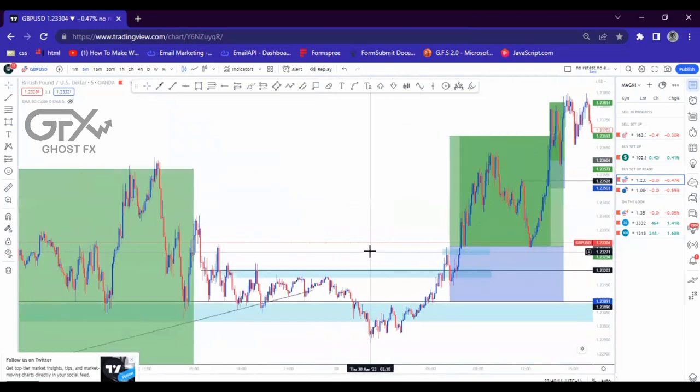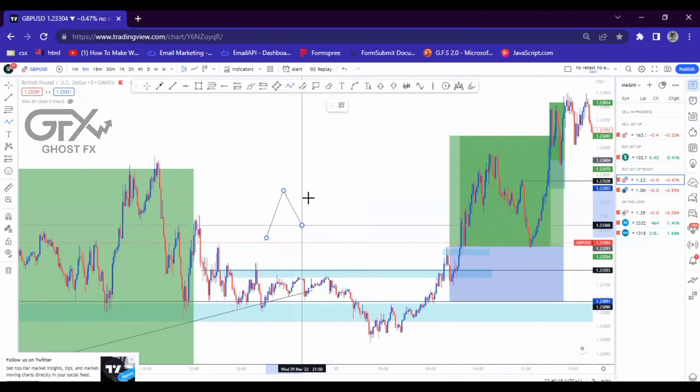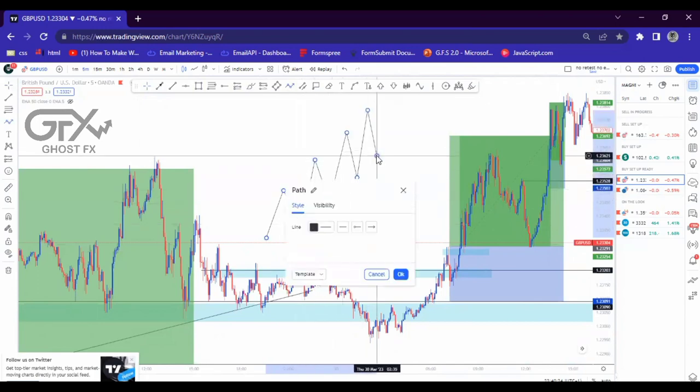If you don't understand how the structures are being formed, like I said, it makes highs, makes lows, makes highs, makes lows, makes highs, makes lows. Easy peasy. If you are able to track this stuff, you'll be fine.